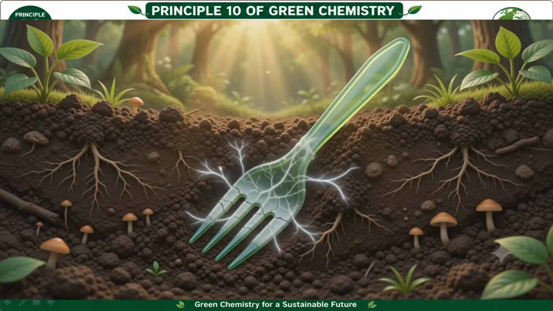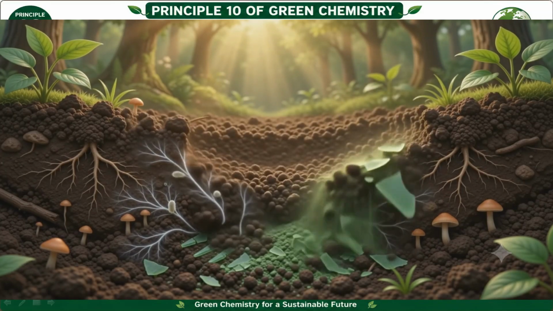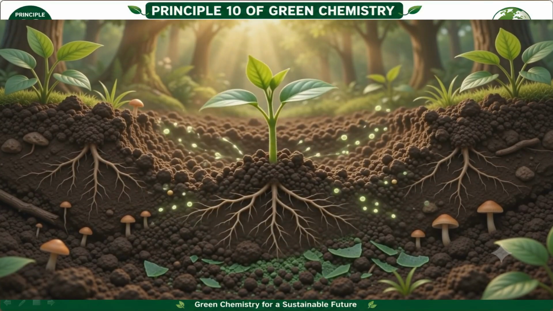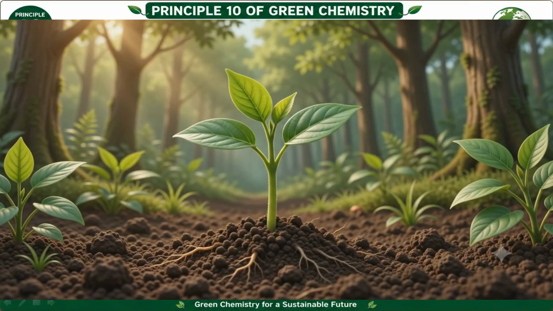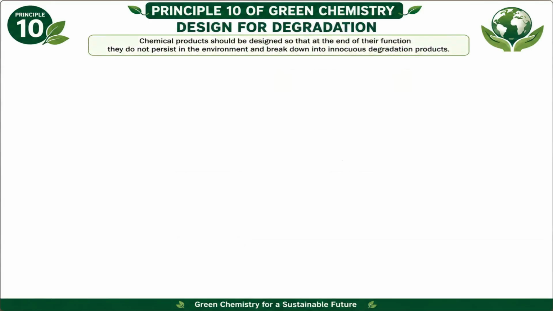Welcome to today's lecture on Green Chemistry Principle 10, Design for Degradation. This principle focuses on designing chemical products that break down safely after use, preventing long-term environmental harm. The core idea of this principle is that chemical products should be designed so that, at the end of their function, they do not persist in the environment. Instead, they should degrade into harmless, non-toxic substances.